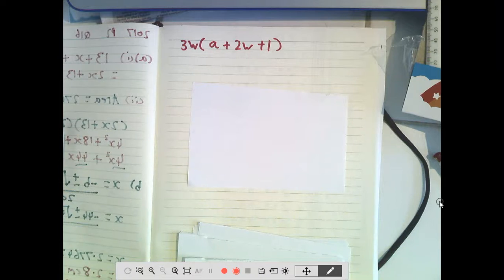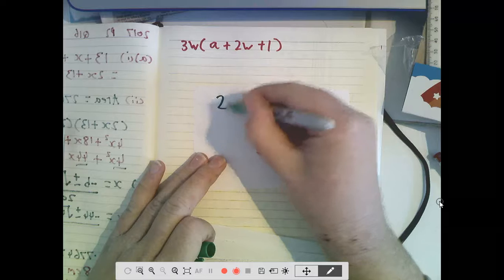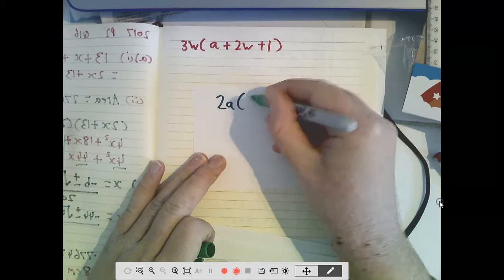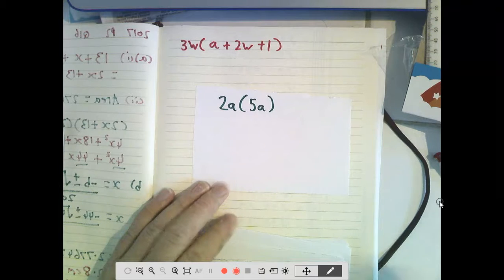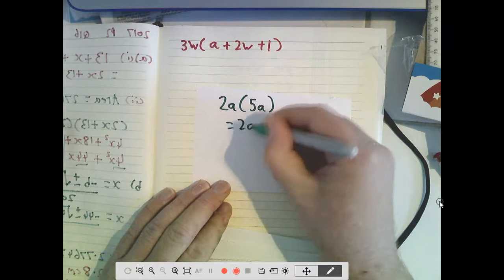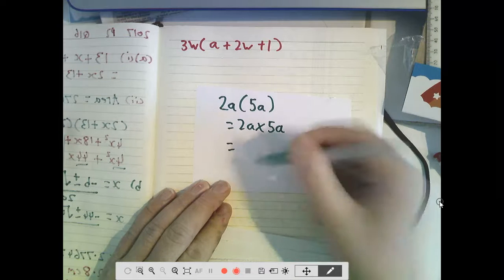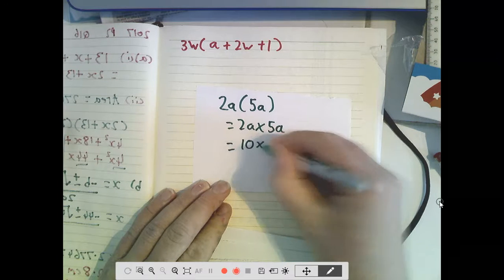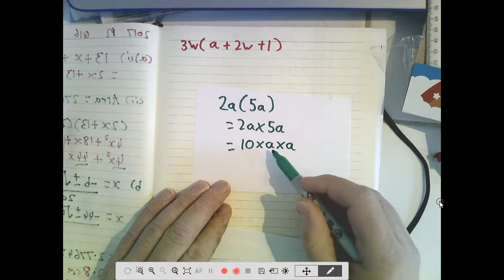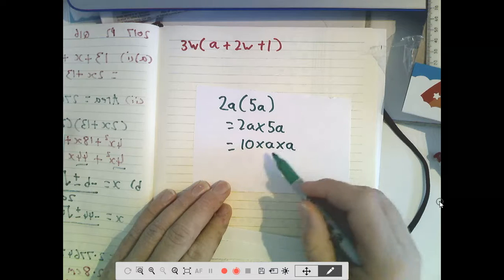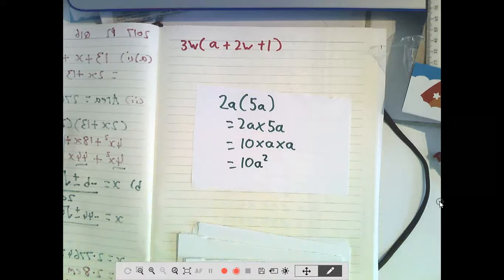Okay, so let's do a different one. Let's do 2a times 5a. 2 times 5 is 10, but we still need to times it by a and by a. Well, we know what a times a is. A times a is a squared. So the answer would be 10a squared.